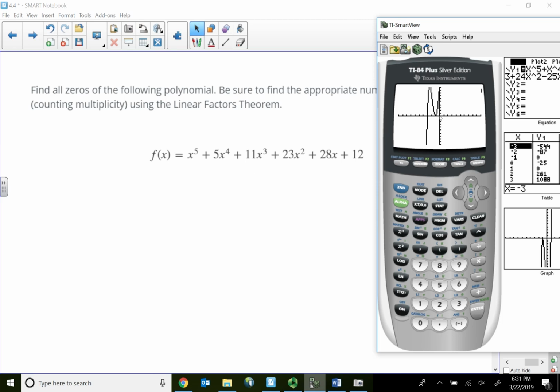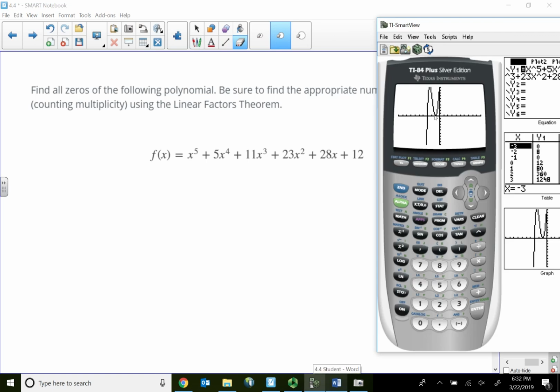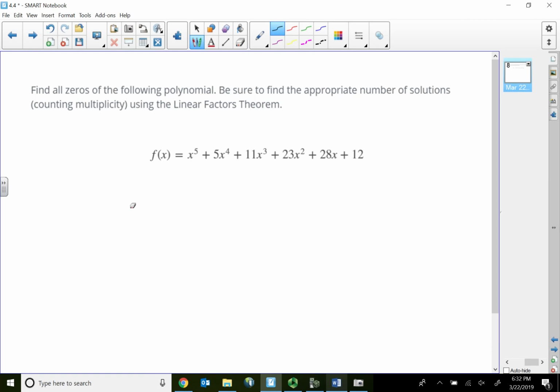All right, so real fast. One, that looks like a turn right there. By the leading term test, once that thing goes up, it probably never comes back down again, because of the odd power. Remember, odd power leading term test: right side goes up, left side goes down. That looks like a turn, but I need to make sure that's a turn. So let's find my zeros real quick. I got -3 and -1 so far.